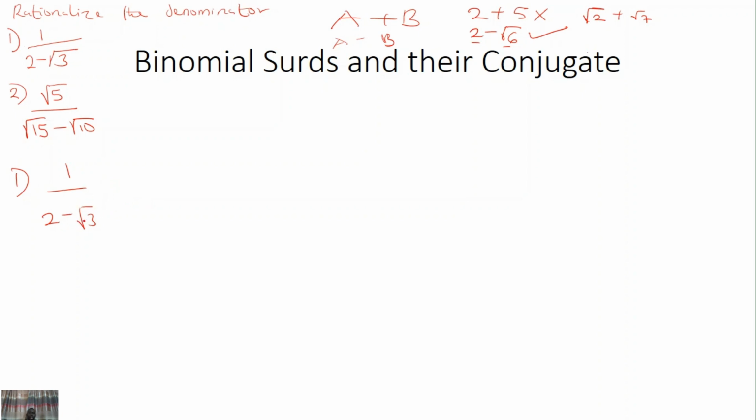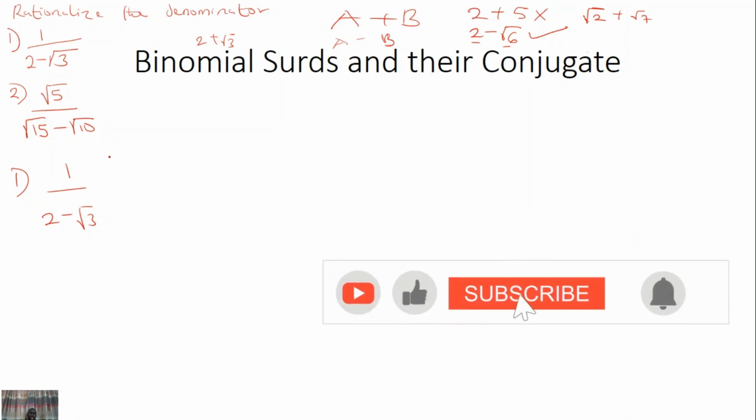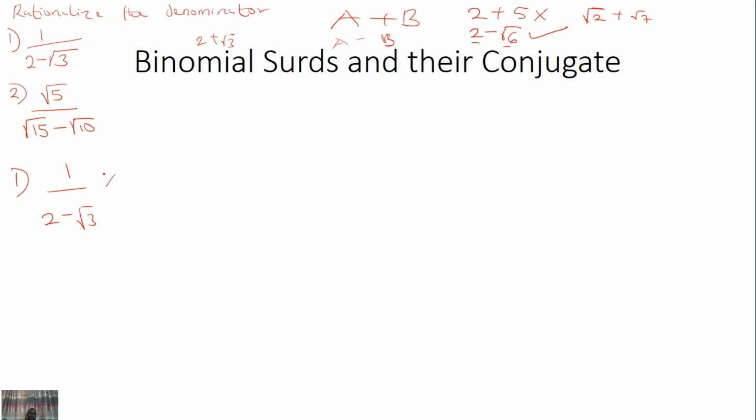What do I mean? First of all, what is the conjugate of 2 minus root 3? The conjugate of 2 minus root 3 is 2 plus root 3. And that is exactly what we are going to use to multiply the numerator and the denominator if we want to rationalize this fraction. Now let's do it. Multiplied by the conjugate 2 plus root 3 over 2 plus root 3. Okay?